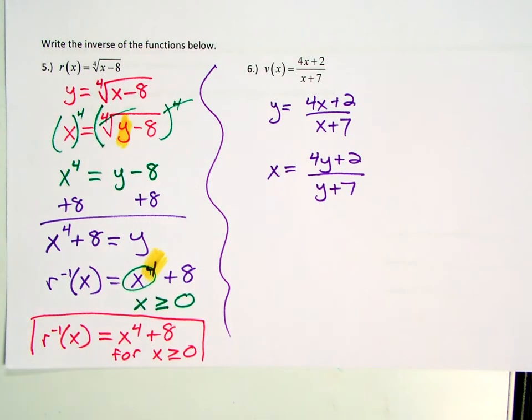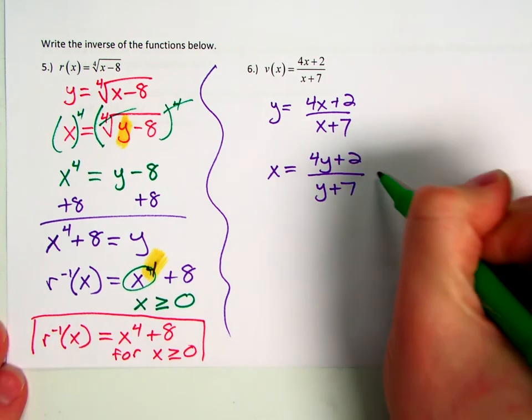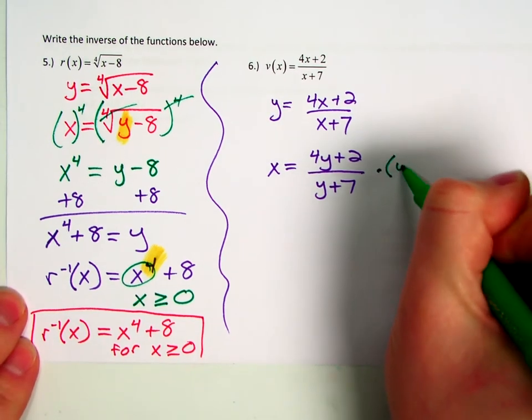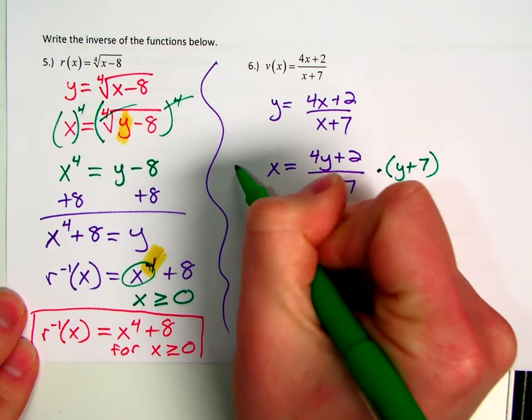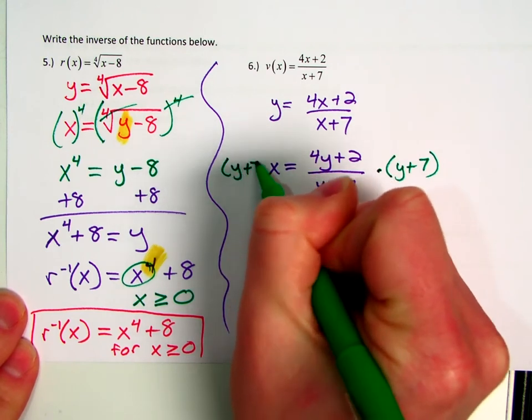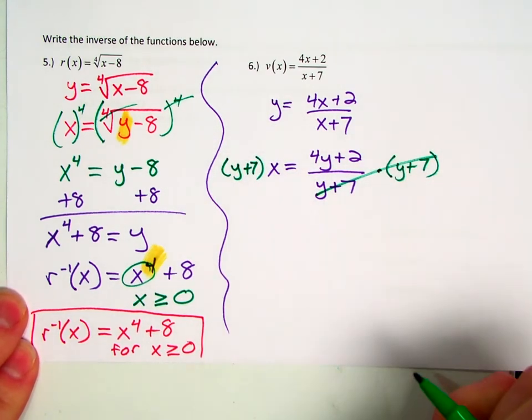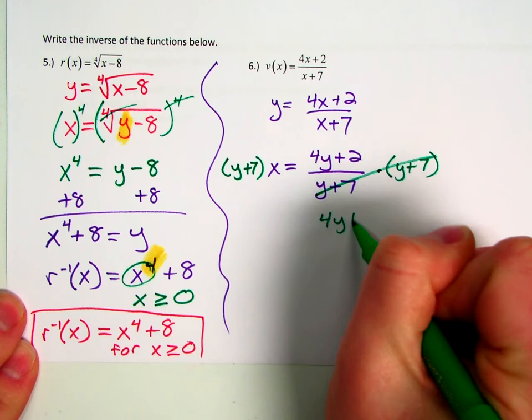So now we need to get the y by itself, but the problem is there's two y's and my y is a fraction. So we've got to take one thing at a time. Let's get rid of the fraction by getting rid of y plus 7 on the denominator, which means we're multiplying by y plus 7, so that this cancels out, giving me 4y plus 2.